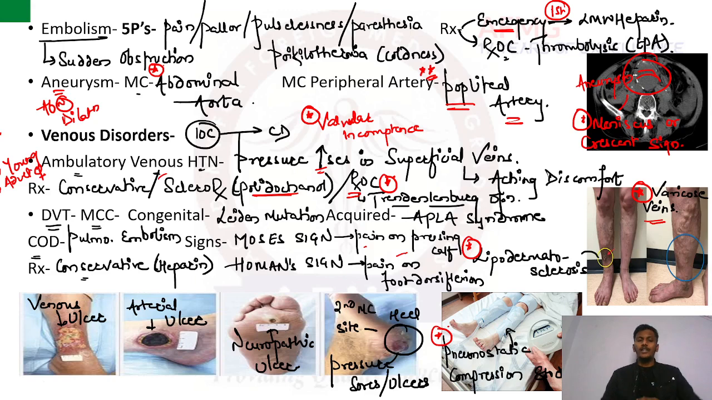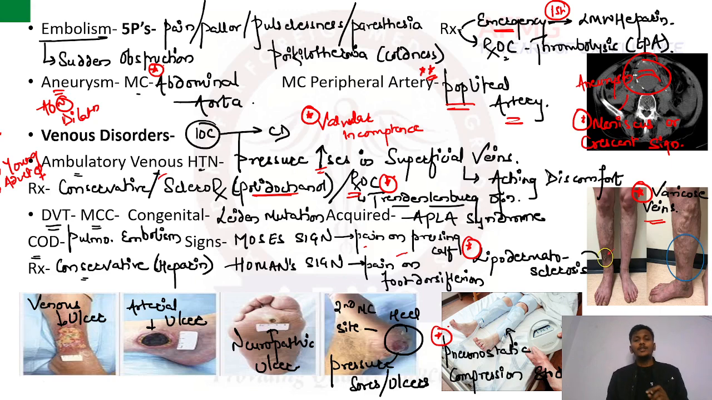Most common cause of deep venous thrombosis, if they ask the congenital cause, it is Leiden's mutation. Most common congenital cause of DVT is Leiden's mutation, which is a factor 5 mutation. Therefore the clotting factor 5 will not be properly formed. That would lead to coagulopathy.